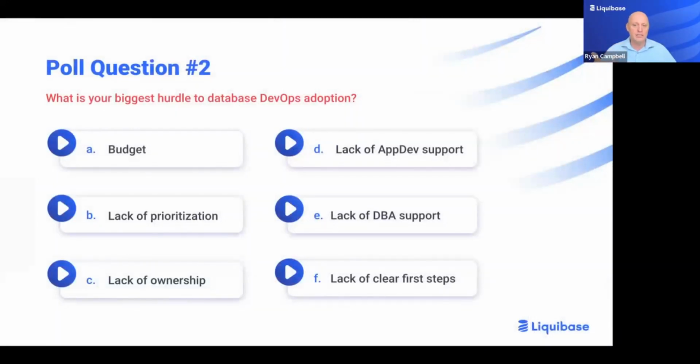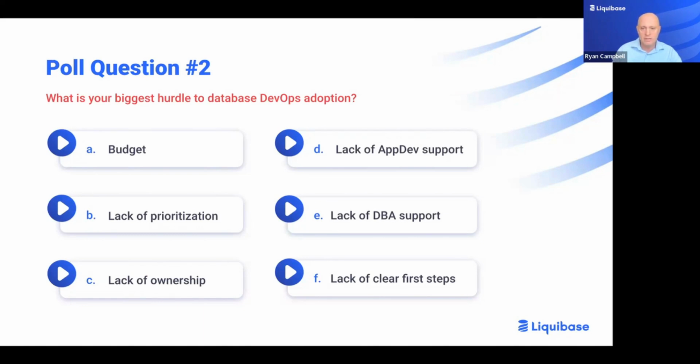The question is, what is your biggest hurdle to database DevOps adoption? Is it having the money, the budget? Is it lack of relative priority, you've got too many other things getting in the way? Is it lack of clear ownership of who owns the problem? Or is it lack of support from the application developers or from the DBA side, or just lack of clear next steps of how you need to move forward?